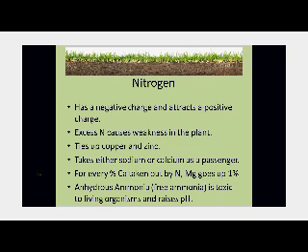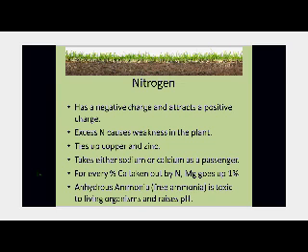Nitrogen has a negative charge and it attracts a positive charge, which is good in being able to hold on to some of your cations. But again, it can be a problem if you get excess nitrogen because it can cause weakness in plants, or what we call lodging, where plants become weak and they fall over during wind events, things like this.